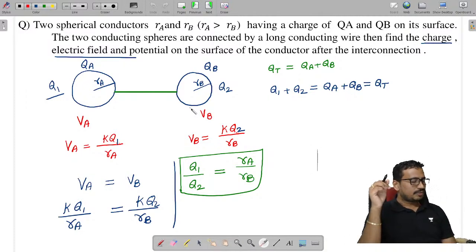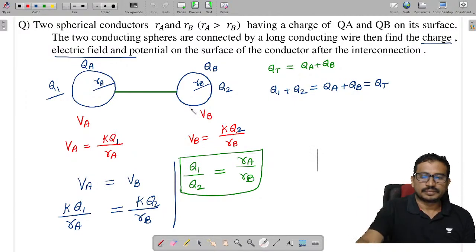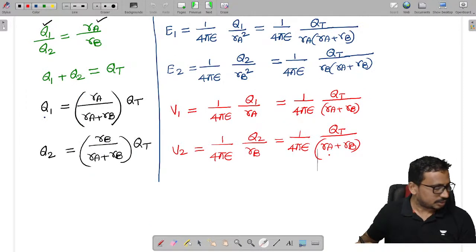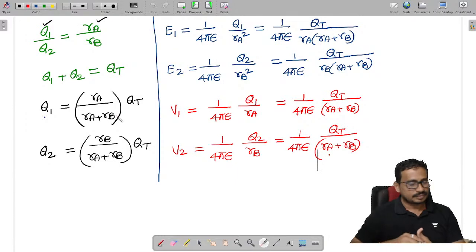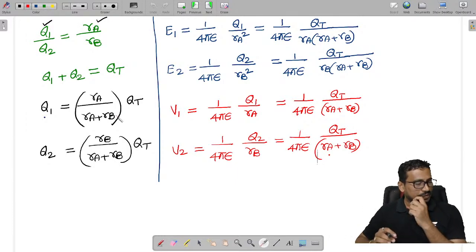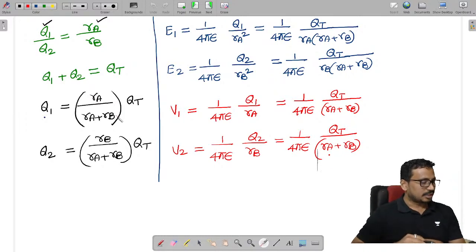Now if you observe carefully, here this is Q1 by RA. So this is Q1 and RA will be taken to this side. Then what are we left with here? Q2 by the denominator, we have RA plus RB. The denominator is RA plus RB, isn't it?